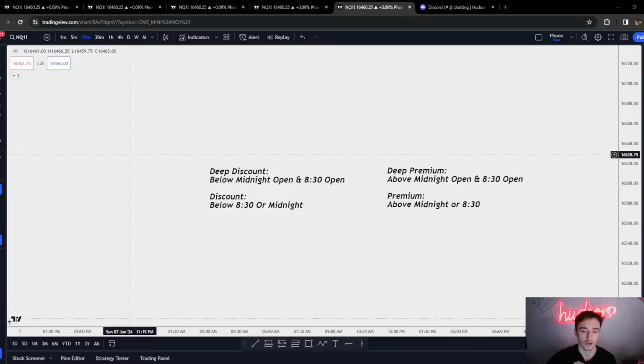So the basics of it, if you are below midnight and 8:30 open, you are in a deep discount and you are bullish for the day. So if you're bullish for the day and you're below 8:30 and midnight opening price, it is a deep discount. Now, if you are below 8:30 or midnight opening price, it is a discount.